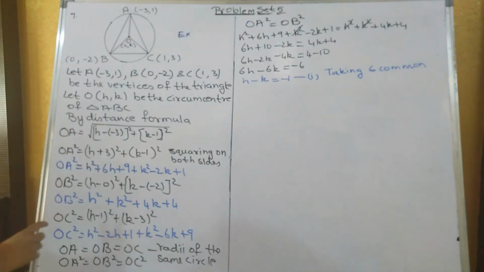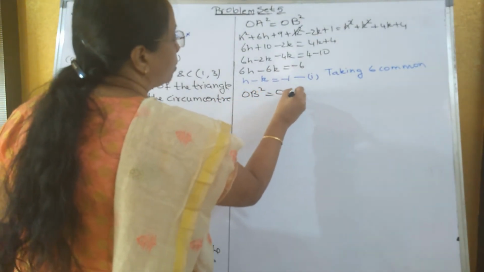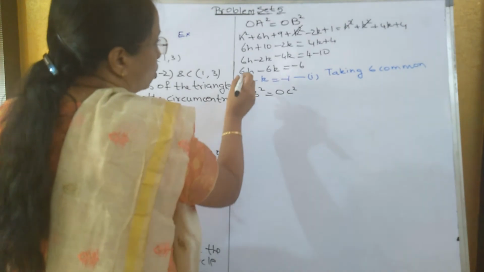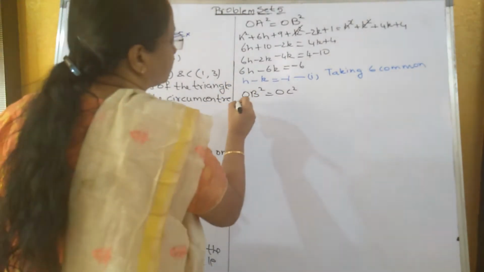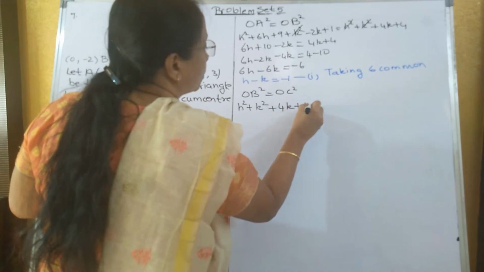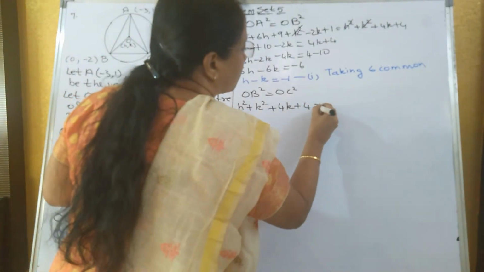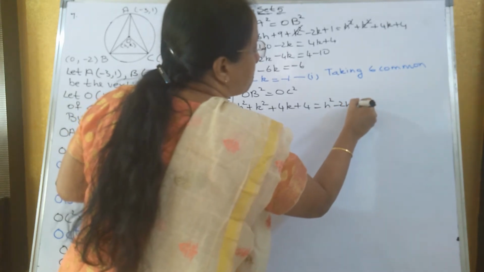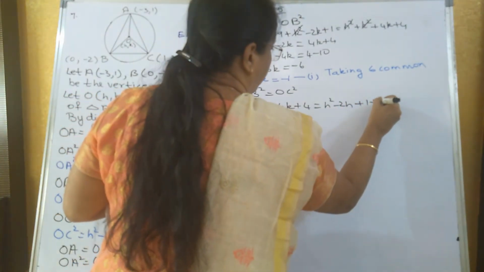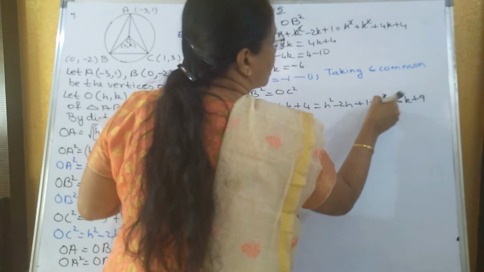Now we will take OB square and OC square. So OB square is equal to OC square. You can also take OA square is equal to OC square. You have to get only 2 equations. That is important. So what is your OB square? OB square is h square plus k square plus 4k plus 4. What is OC square? h square minus 2h plus 1 plus k square minus 6k plus 9. Here also k square and h square will get cancelled.